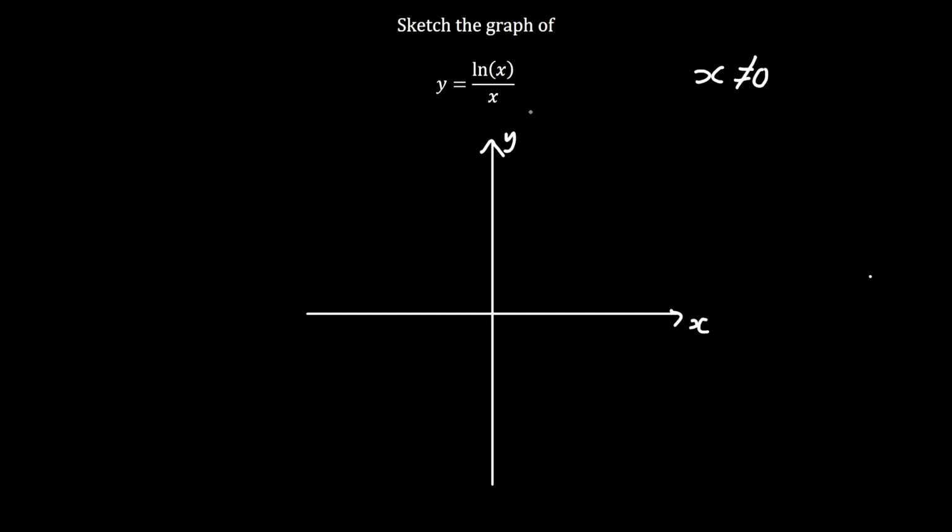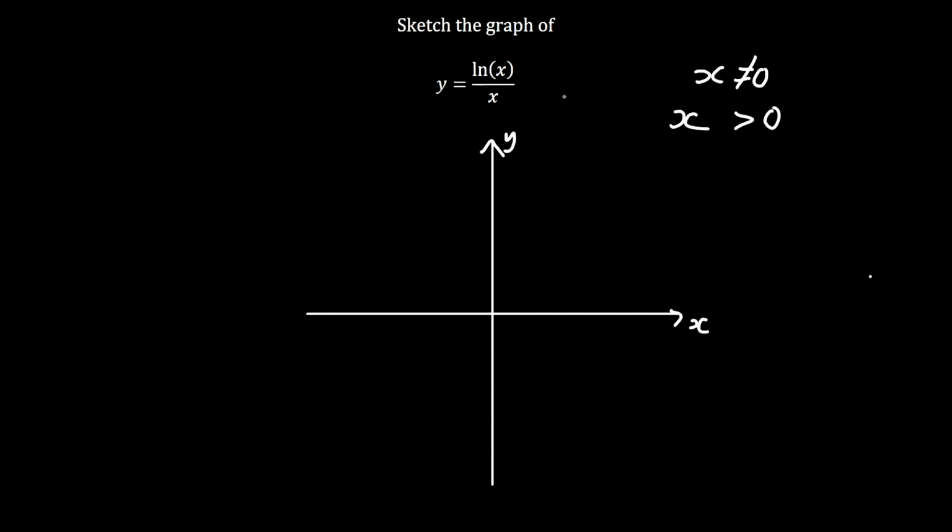Now we also need to think about the domain. So we know that the natural log of x, if you want to sketch this graph, cannot be negative, so we must say x is greater than 0. So anything left hand side of the y-axis, we're not going to worry about.